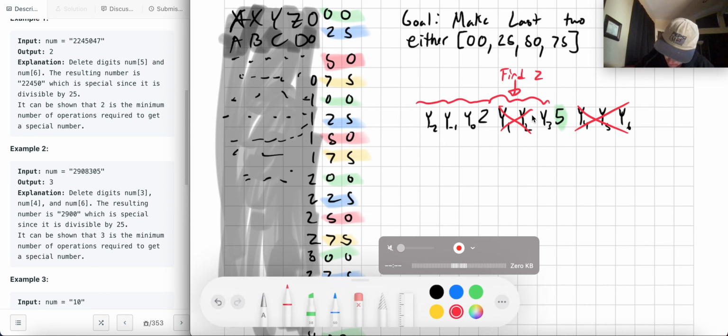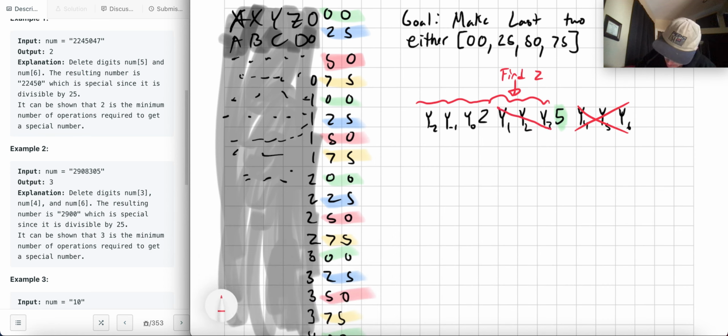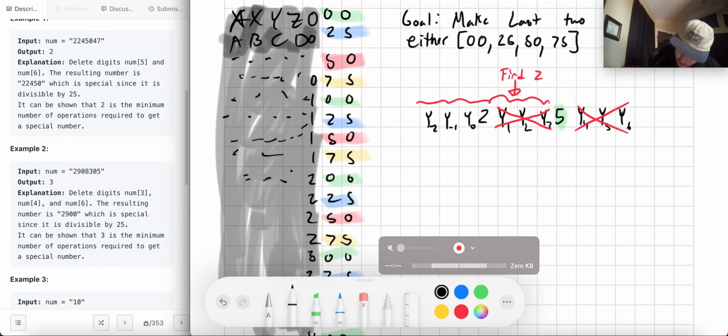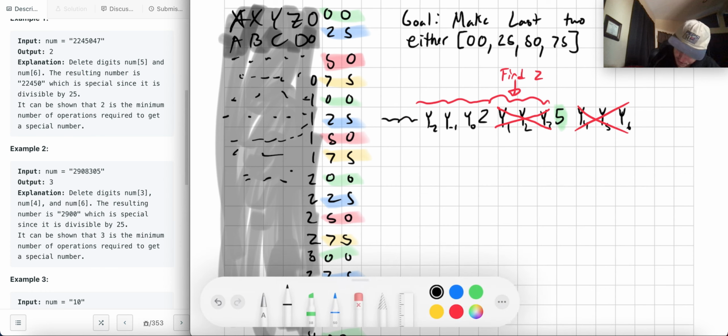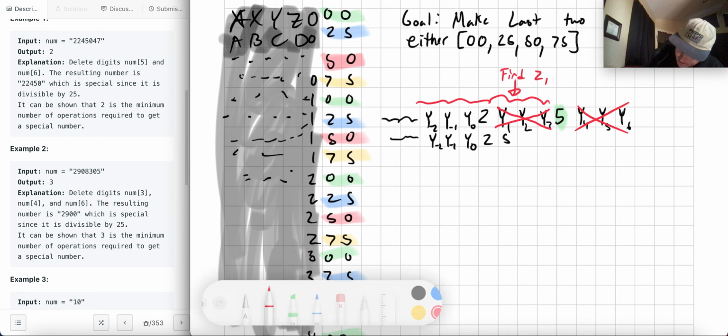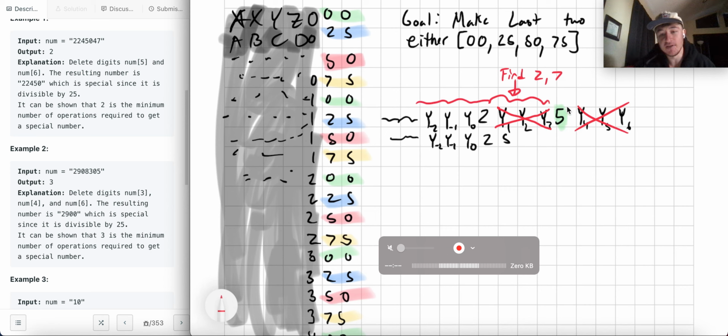Apparently, I didn't make my X big enough. Sorry, guys. Amateur hour here. I have to delete these 3 Y's. I delete everything at the end, and then I just leave these things in between. Because what does this end up resulting in? Even if this goes on forever like this, this results in Y negative 2, Y negative 1, Y0, 2, 5. So I could find a 2, or I could find a 7, actually, because it could be a 75 at the end, or a 25 at the end.